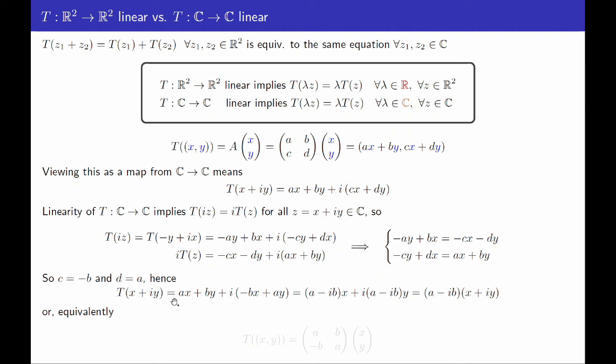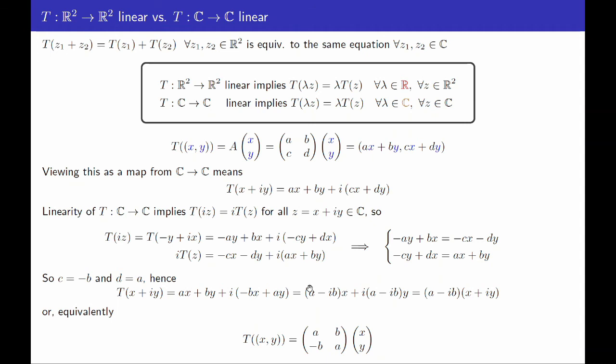And we obtain something very familiar and not surprising at all. A linear function from C to itself must be given by a multiplication with a complex number. And indeed, T of x plus iy is equal to some complex number times x plus iy. Or equivalently, if we go back to the matrix notation, we obtain the following. So the matrix of T must have this form. The diagonal elements must be equal to each other and the off-diagonal elements must be opposite to each other.